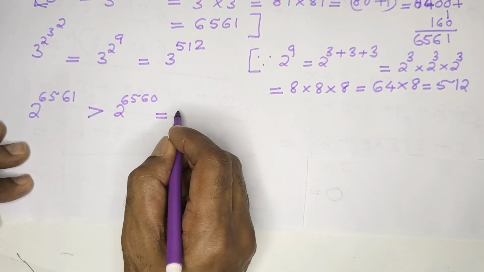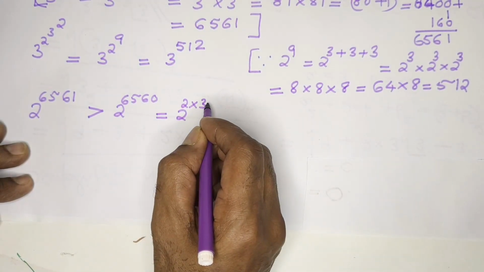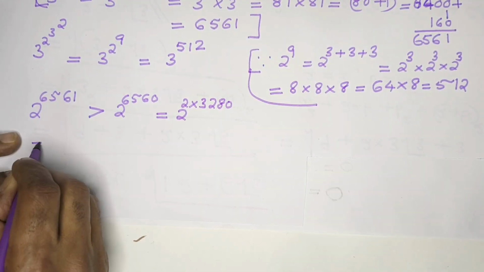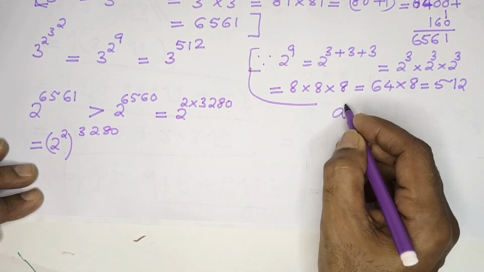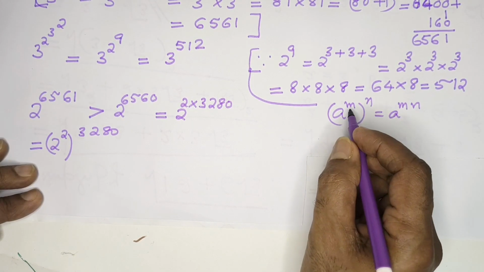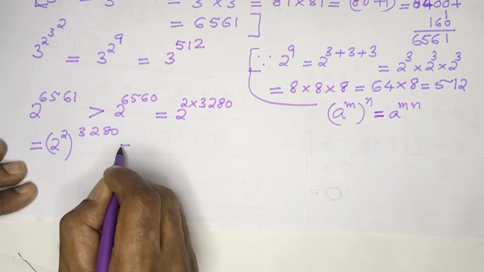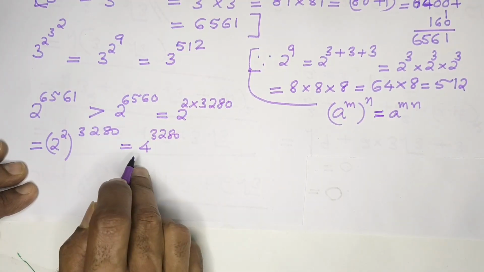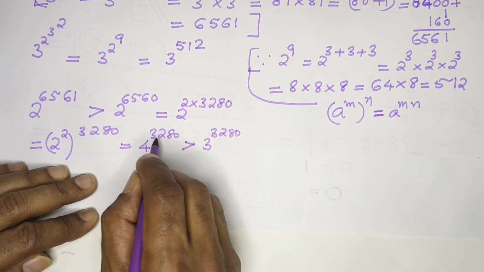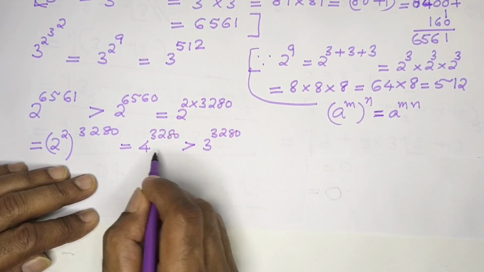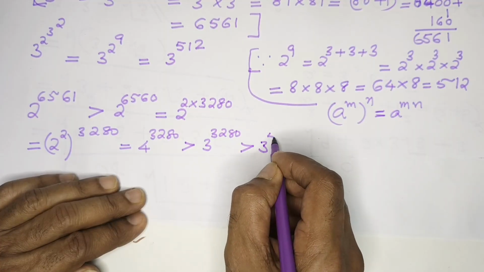Now I'm writing this exponent as a product of two numbers, which is 2 times 3280. Now this I can write like this, (2 squared) to the power 3280. This is based on this law of index, (a to the power m) the whole to the power n equal to a to the power mn. And this equals 4 to the power 3280, and this is obviously greater than 3 to the power 3280. Keeping the same power and reducing the base, it will be less. And this is obviously greater than 3 to the power 512.